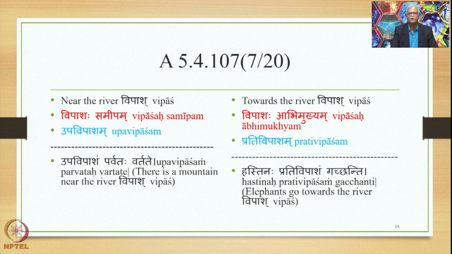Similarly, when the meaning to be conveyed is towards the river Vipash, Vipashaha abhimukhyam, this is the laukika vigraha, and then on account of the sutra, lakshanena abhiprati abhimukhye, the avyayibhava samasa takes place, and we get the finally derived compound output prati vipasha, which then is used in the sentence as prati vipasham. Hastinaha prati vipasham gacchanti, the elephants go towards the river Vipash in order to drink water or something else also.